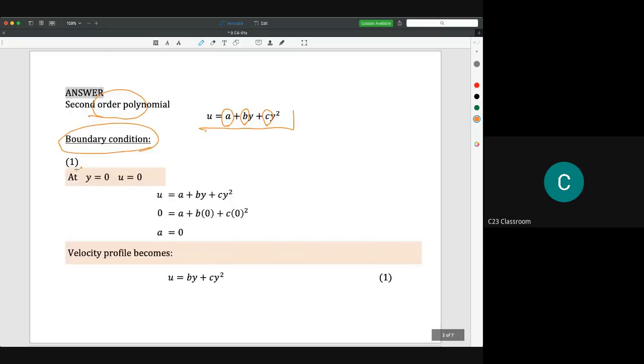Okay, let's say for boundary condition 1, you could imagine that if y equals 0, the velocity is equal to 0. Then you substitute into this general equation, and you could find that a is equal to 0. Now the general equation for the velocity profile can be written as u equals by plus cy squared. Because a is equal to 0, there is no need to think about a anymore. So we could conclude that the general equation now becomes by plus cy squared.